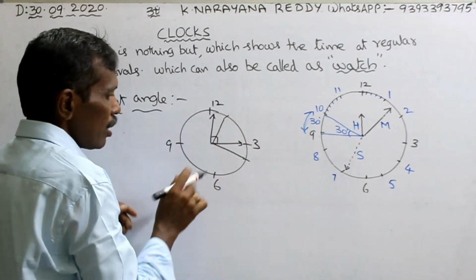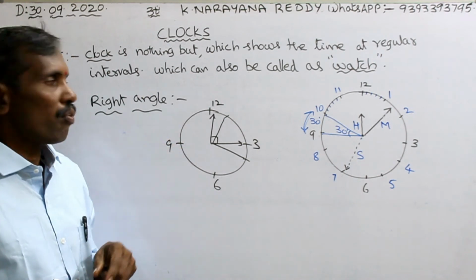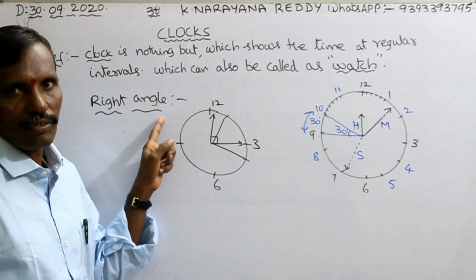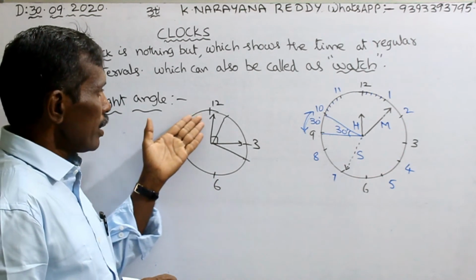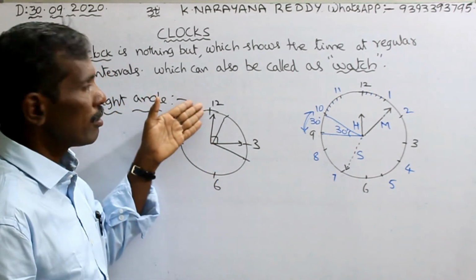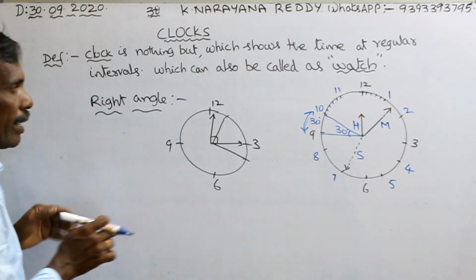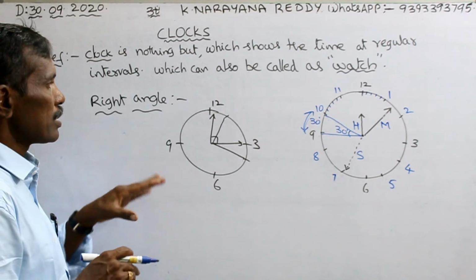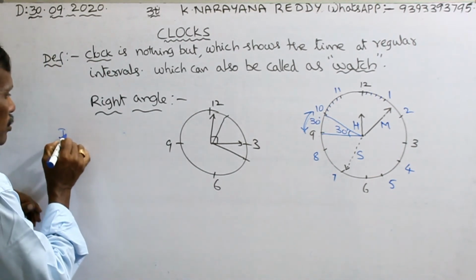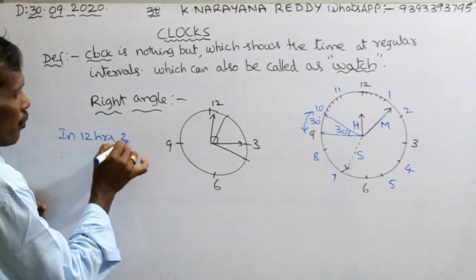In this way, totally 22 right angles are formed in 12 hours. Why? Because from here to here, 11, and from here to here, 11. There are totally 22 angles formed. That means in 12 hours, 22 right angles.